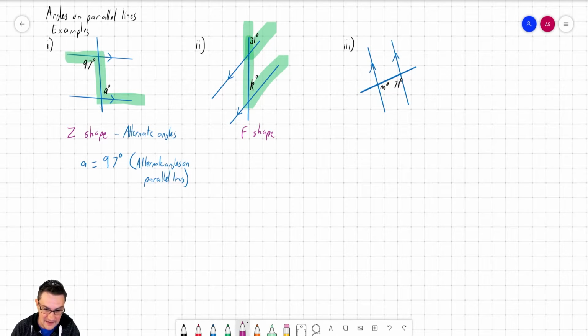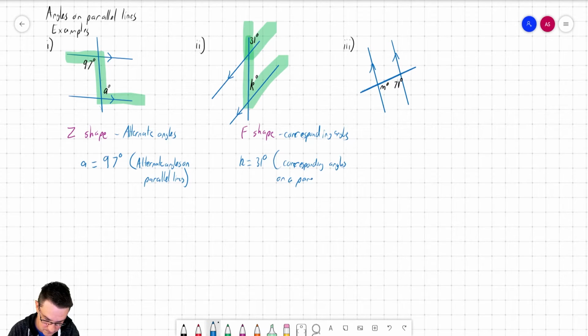And so when we have that F shape, what that means is we have corresponding angles. So this is what we're using here, that rule of corresponding angles to find the size of K. When we have corresponding angles, they're equal. So K is equal to 31 degrees. And the reason we would write is we have corresponding angles on parallel lines, because there's two of them.